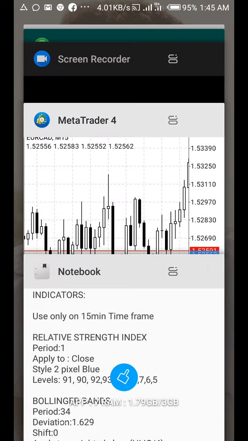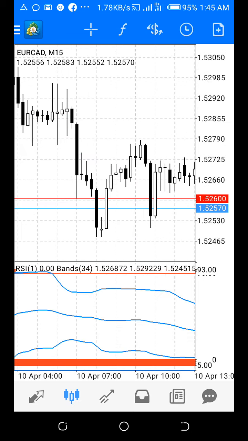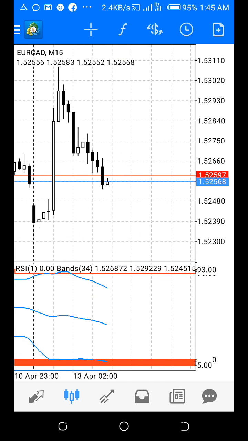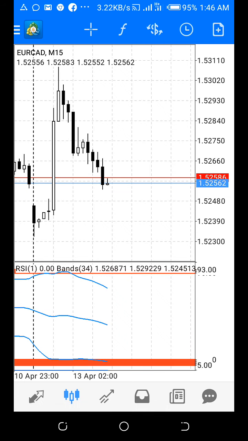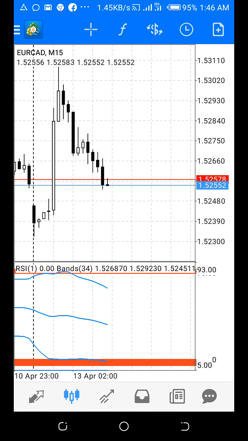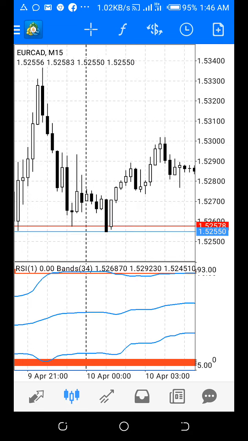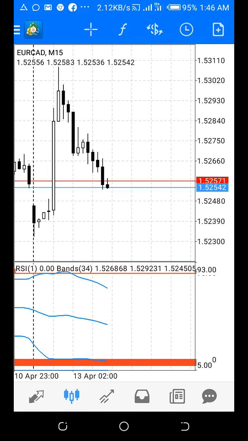So when I get here, I press on the icon F again. After pressing on the icon F, you will notice that here we have two things. We have main chart and the indicator windows. Main chart here means it's going to be at the upper levels, and the indicator window means it's going to be at the downward levels here. It has divided my chart into two.